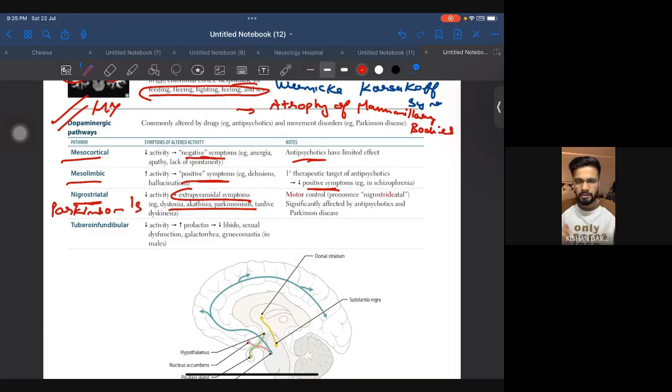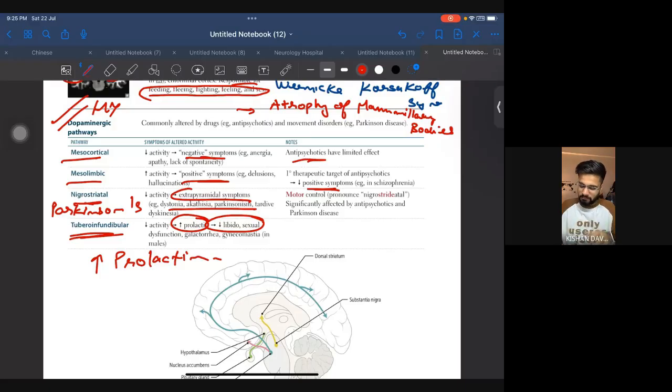Okay, and coming to the tuberoinfundibular system. How they will ask about the tuberoinfundibular system is they will give you increase in prolactin and decrease in sexual activities. Okay, if prolactin is increasing, GnRH will be decreased. This is the basic rule of endocrine. Okay, if prolactin is increasing, GnRH of course will decrease.